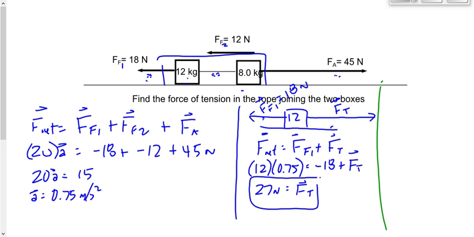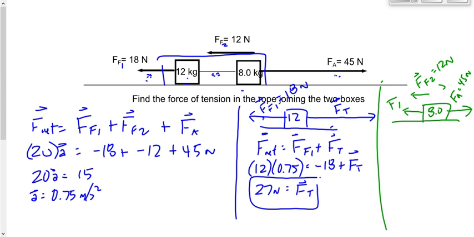Let's try that now, just to see what we end up getting, to justify that we do end up getting 27 newtons either way. It's 8 kilograms. We have kind of run out of space there, but we have an applied force of 45 newtons to the right. What else do we have acting on this 8? Friction acts to the left. FF2 is 12 newtons. Anything else? Yeah, we have the force of the rope, because we know that if that 8 pulls on the 12, then the 12 pulls on the 8 with an equal and opposite force. So we're going to say that's FT.